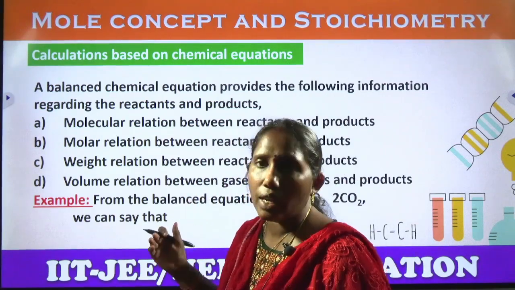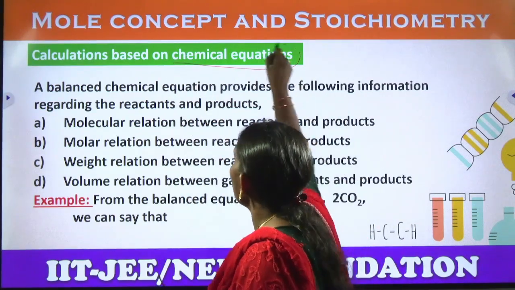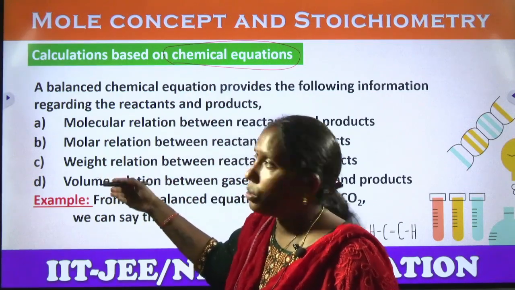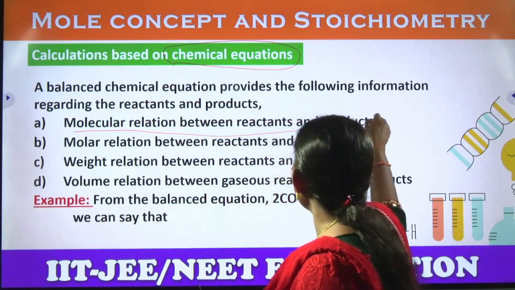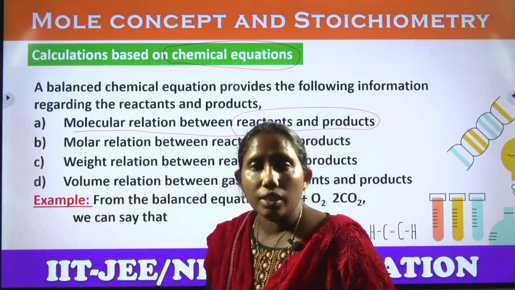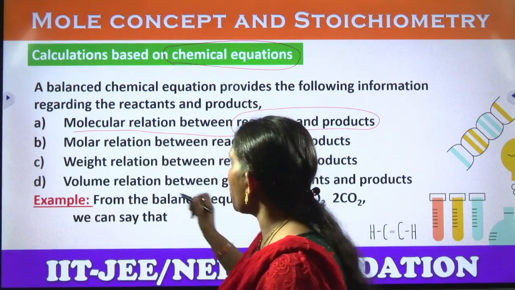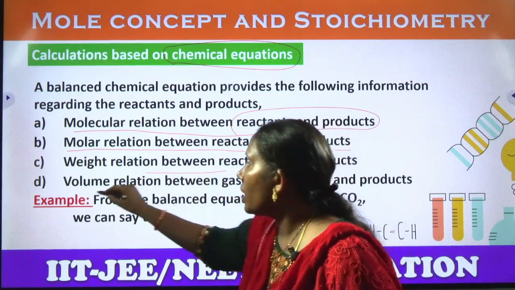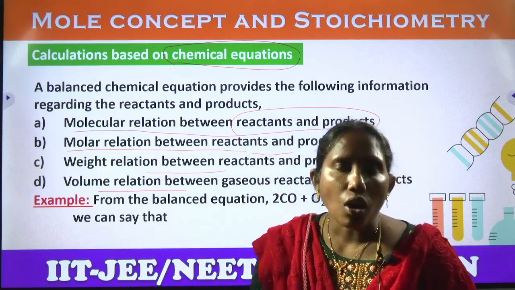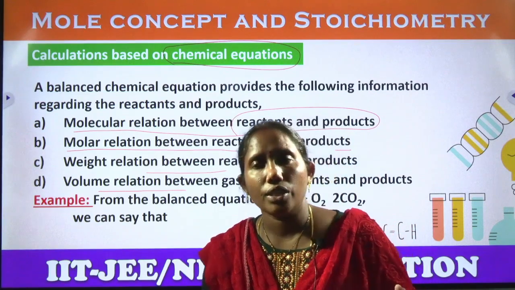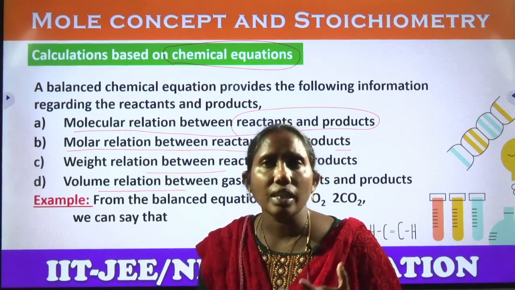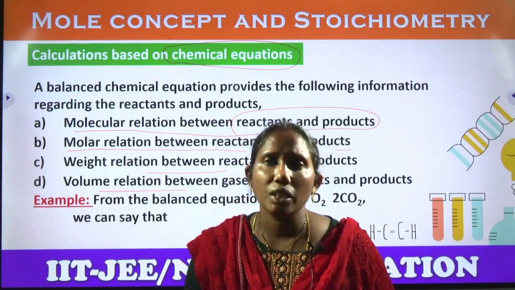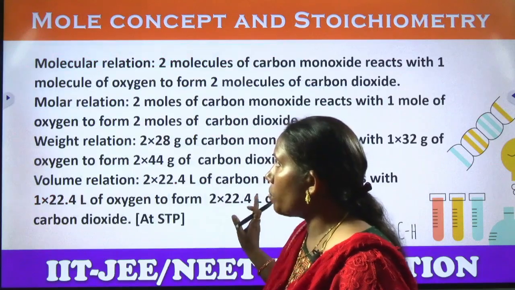So see how to do calculations based on chemical equations. Here we are going to calculate the molecular relation, the molar relation, the weight relation and the volume relation between the reactants and products. Generally the types of stoichiometric calculations are 3 types: weight relation, weight volume relation and volume relations also we have, right?